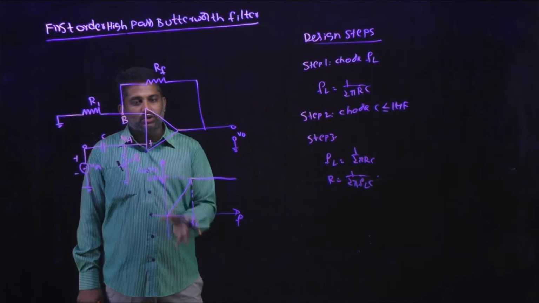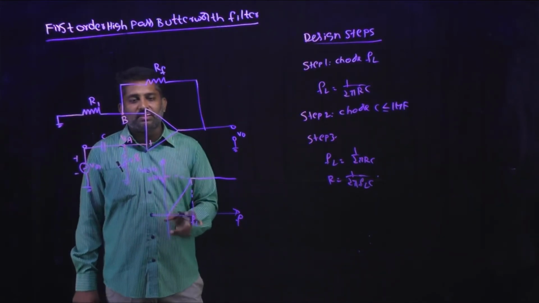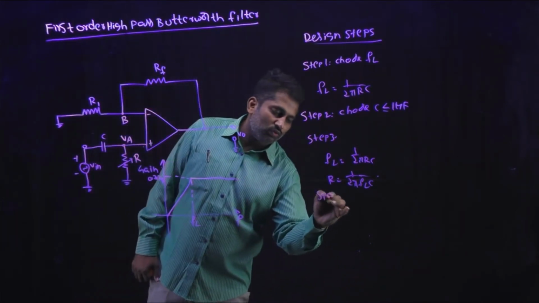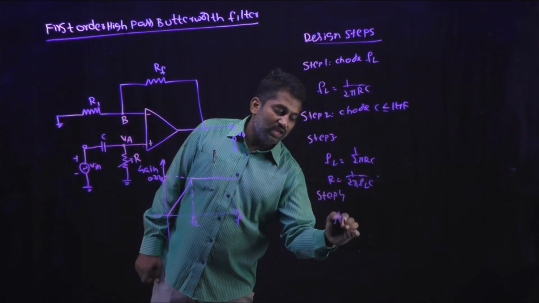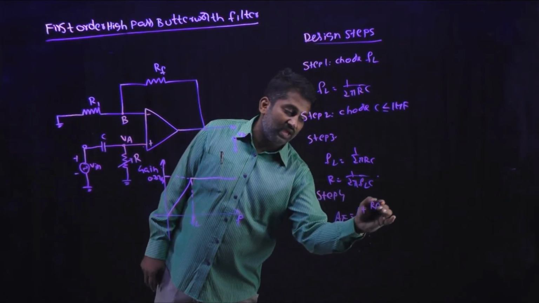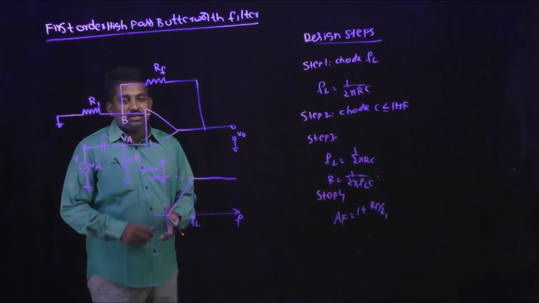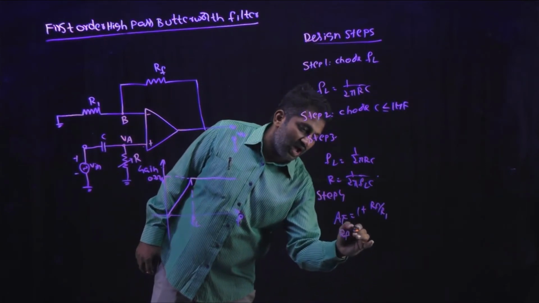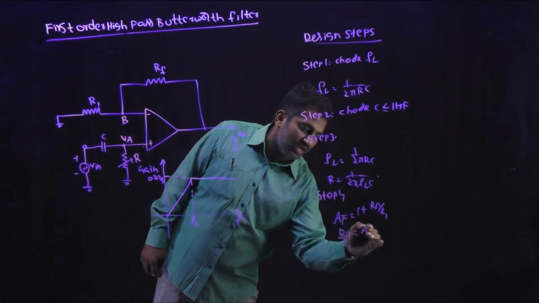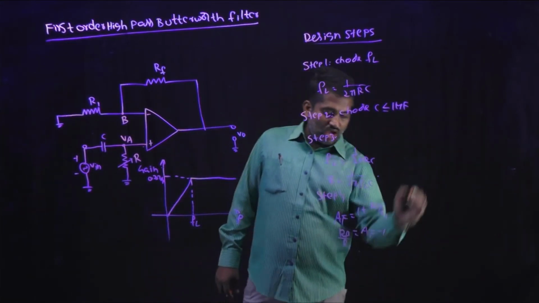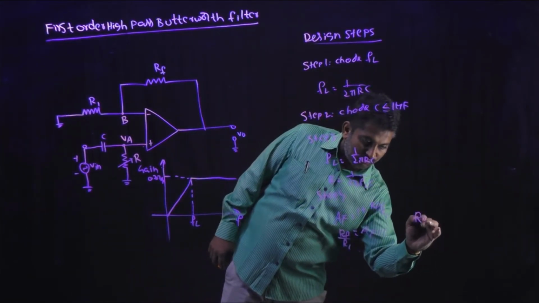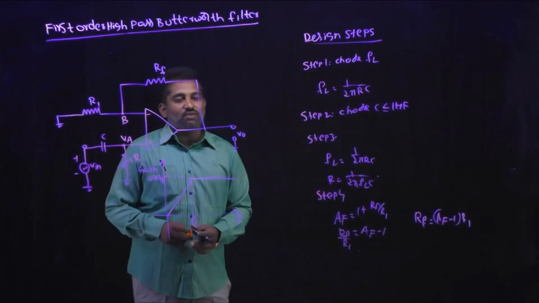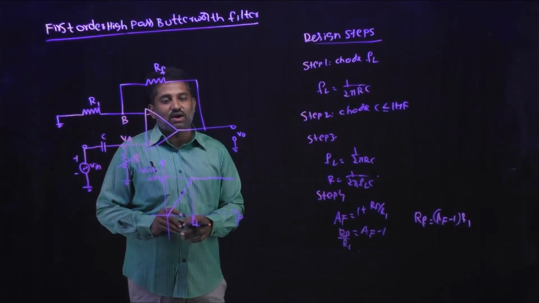In the Butterworth filter also, the pass band gain depends upon the values of resistances RF and R1. So step 4 will be nothing but gain AF will be equal to 1 plus RF by R1. In the problem they will give you the gain. From that we have to calculate the values of RF and R1. RF by R1 is equal to AF minus 1, and from this RF will be equal to AF minus 1 into R1. Once you choose the value of R1, then you can easily calculate the value of RF.